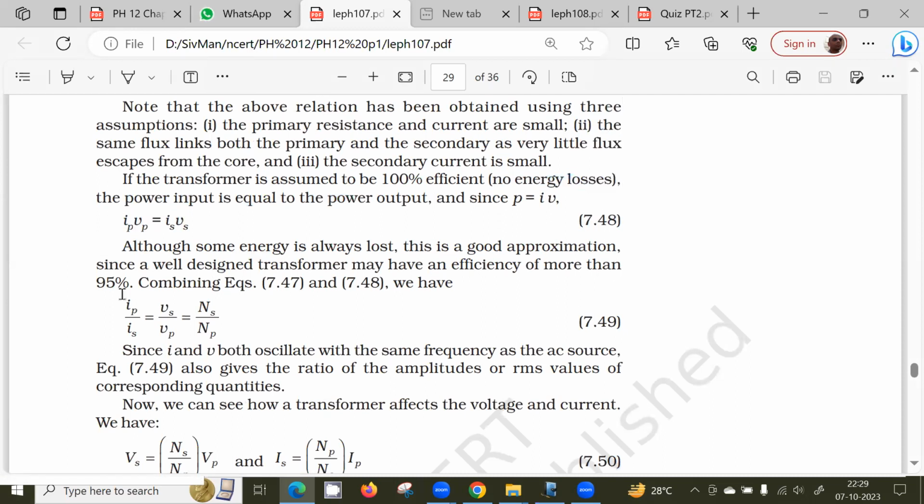If you use this, the relation is VP by VS equals IS by IP. So VS by VP is IP by IS, which is NS by NP. If the voltage is going up in a step-up transformer, the current is going down. Suppose NS is 5 times NP, then the secondary voltage is 5 times the primary voltage. It's a step-up transformer, but the current will go down by 5 times, so that the product of current and voltage is the same.